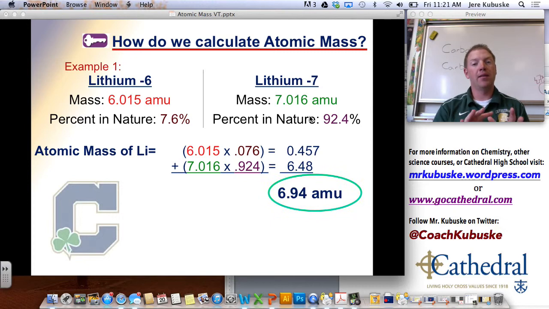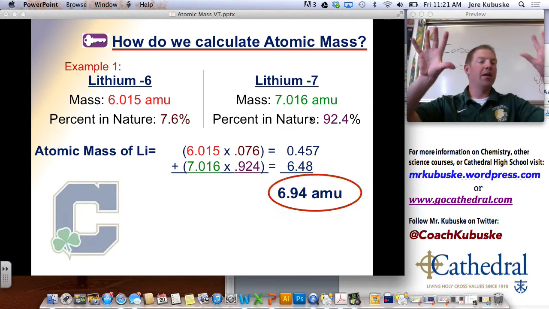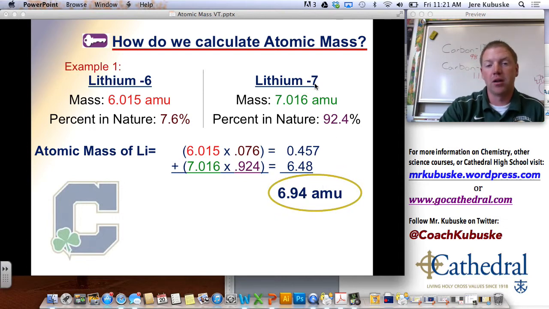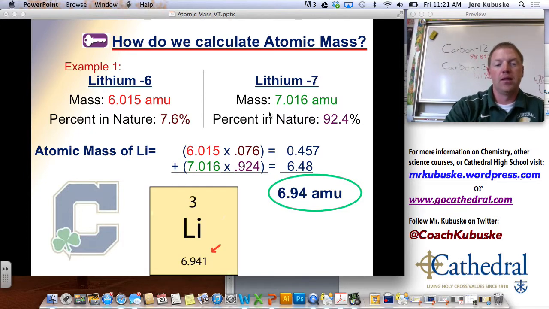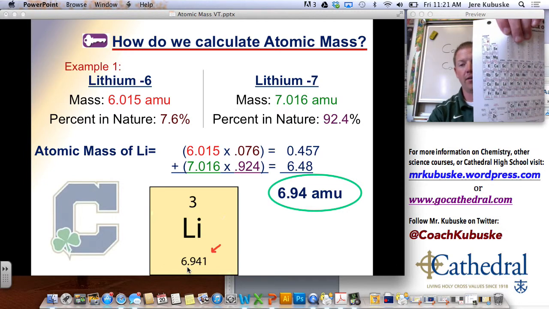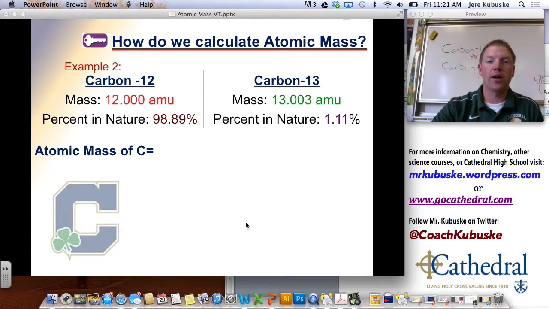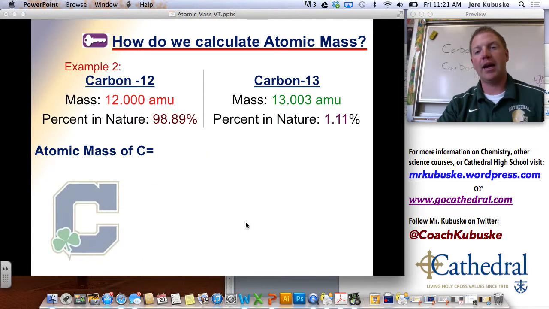So that means the average of all of the atoms of lithium on the entire planet, the average weight is 6.94, which makes sense to me because that number should be closer to 7, since 7 is the common isotope. Okay, so lithium, again, if I looked at it on the periodic table, it's a 6.941, and I can look it up right here, and it says the same thing. So that's how that number is calculated. Let's do one more together. I'll do it up here on the board so you can see exactly where those numbers come from.